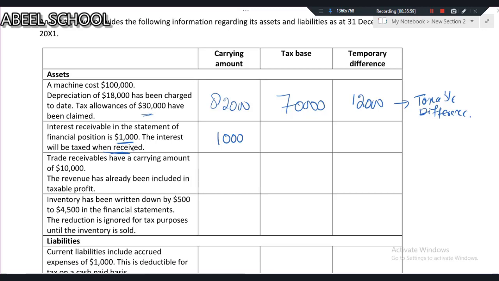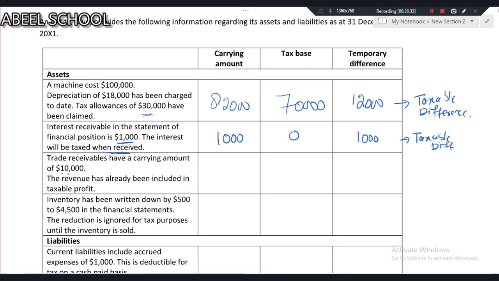And tax people, they're not accepting your receivable. They're saying, we will get tax not now, when it is received. So basically, interest receivable as receivable is not acceptable by the tax authorities. They are saying we will take tax when it is received. But right now it is not received, it is receivable. So the tax base is 0. The carrying amount is 1,000. Logically, again, it is a taxable difference according to the relationship, because it is an asset having carrying amount more than the tax base.